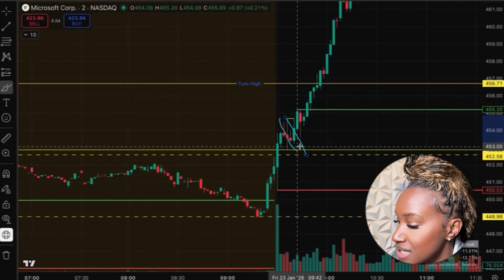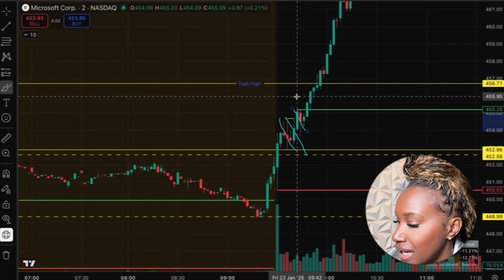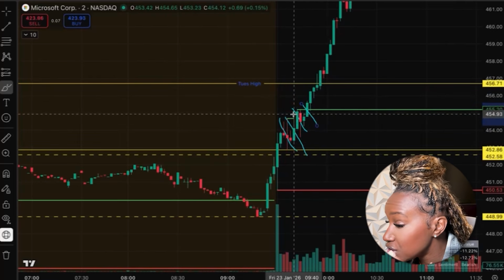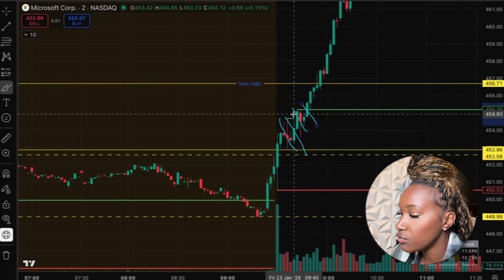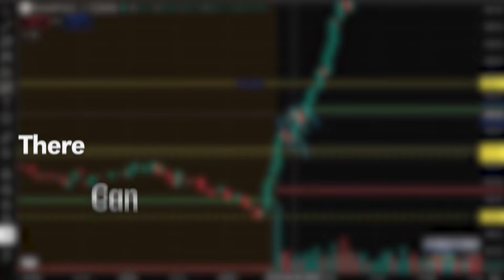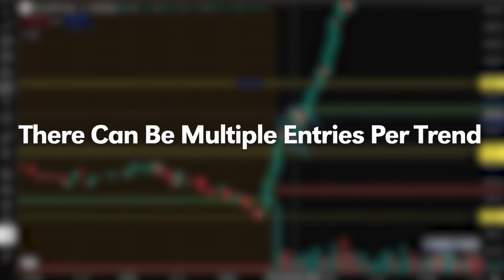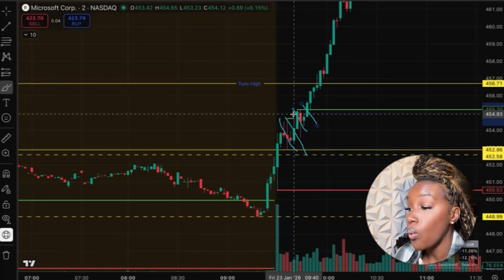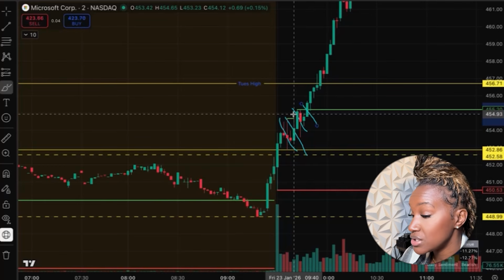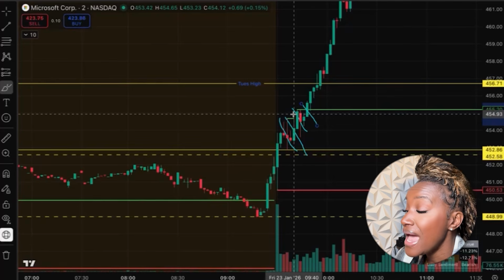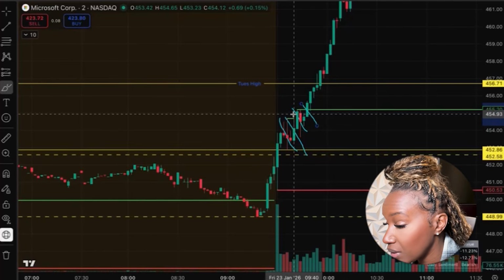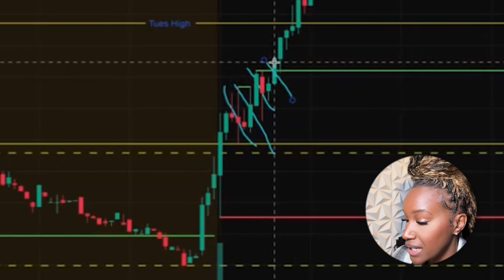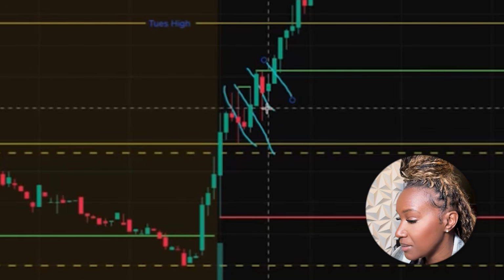If you miss this first flag, we get another flag that forms right here at the ORB, okay? Another entry. Once you have a beautiful trend, this is a rule of thumb, there can be multiple entries on that trend. So don't feel like you missed the train, but you need to know what your entry is, because you do not enter a trade unless you have a clear entry, and also a stop loss, okay? So with this second flag, the entry is on the opposite side here, and the stop loss is simply on the opposite side of the flag.